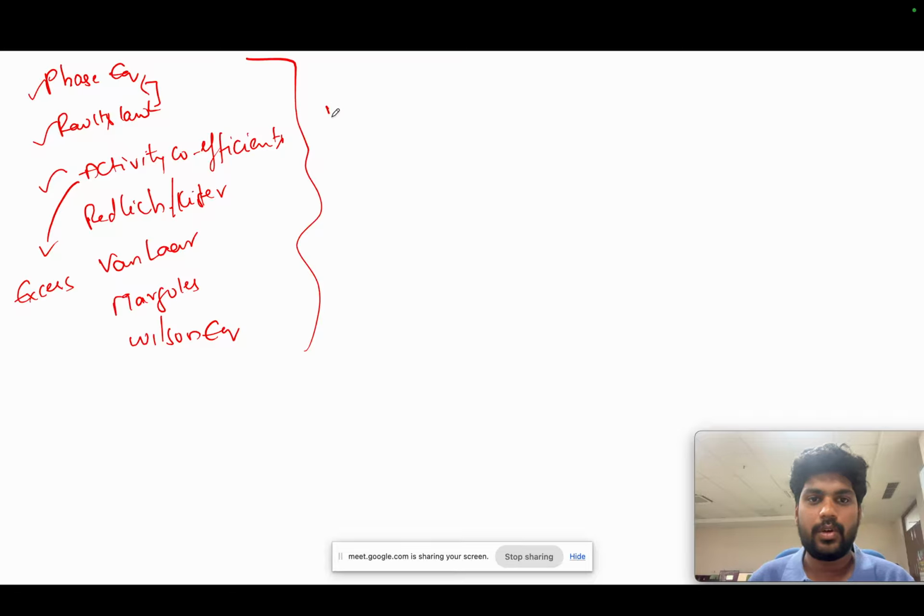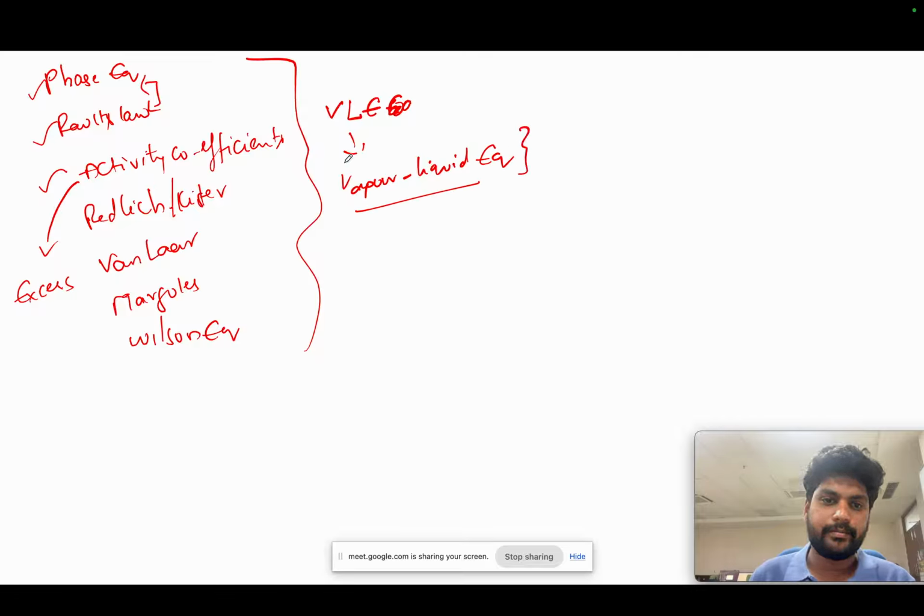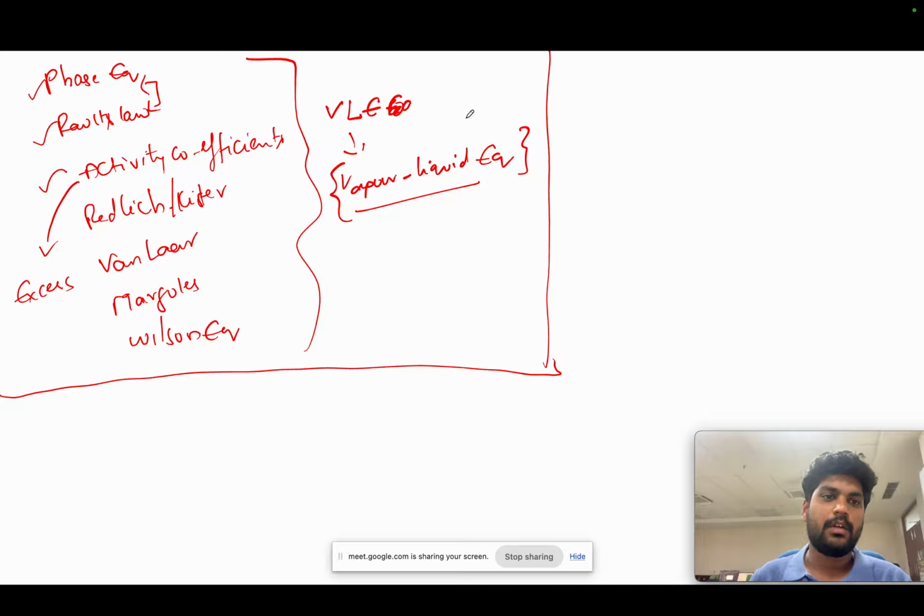Today we are going to talk about the vapor-liquid equilibrium. Before going into the class, now we will start the phase equilibrium. These are today's contents. What are the phase equilibrium rules and laws? Whatever you are applying, we are going through the vapor and liquid phase.